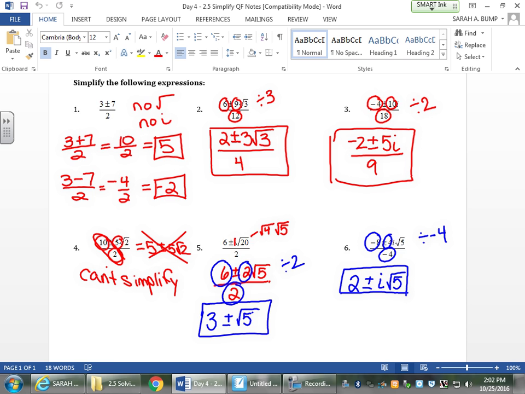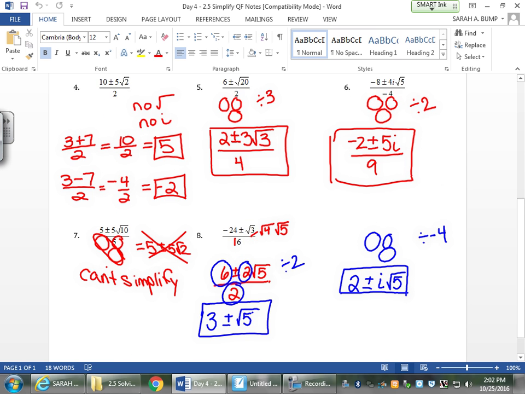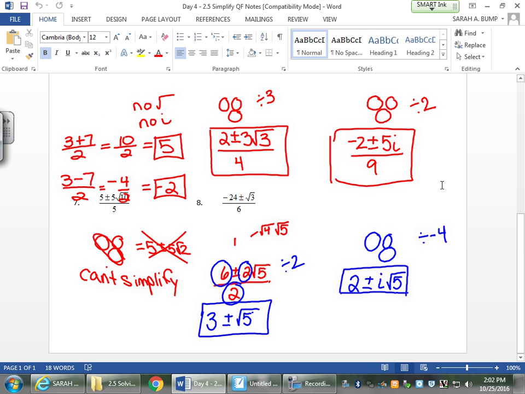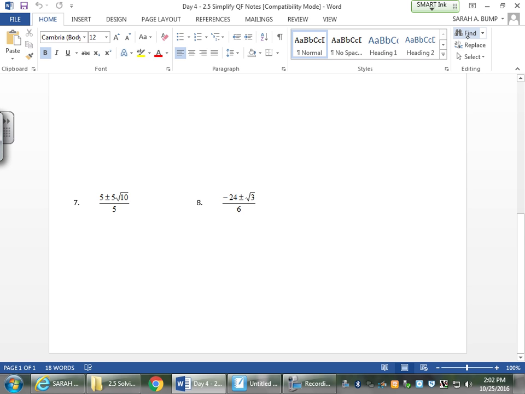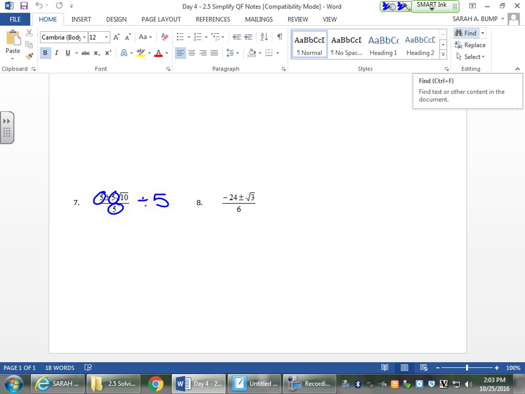A couple more of these examples. Okay, 2 more, 7 and 8. So 7, that radical 10 can't be broken down. Because there's a radical, I can't combine these, so I look to see if there's anything I can divide them all by. And of course, they can all be divided by 5.